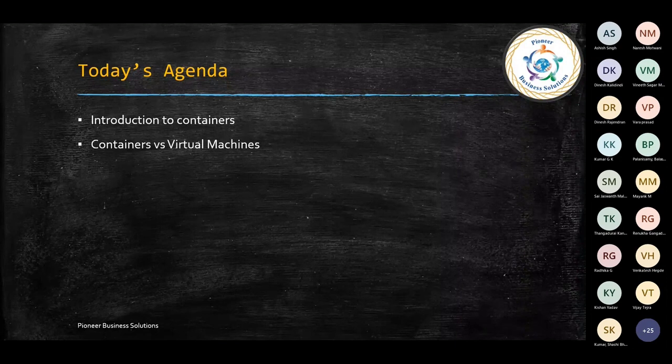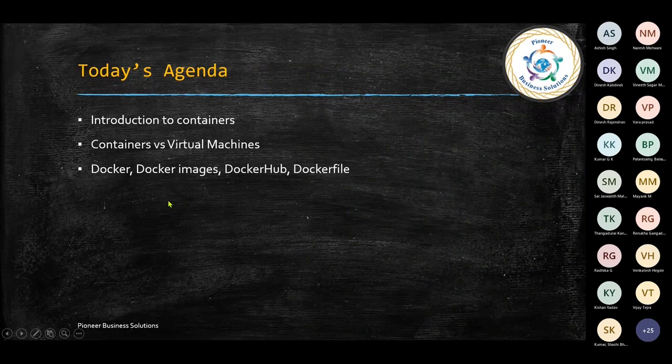Next are some specific terms regarding Docker. There's something called Docker, something called Docker images, something called Docker Hub, something called Dockerfile. What these things are, we will be practically looking into each and everything today. I'll try to cover as much as I can, so don't worry about that. Then, as I told you, we have some practicals lined up, so we'll be building our own containers also.